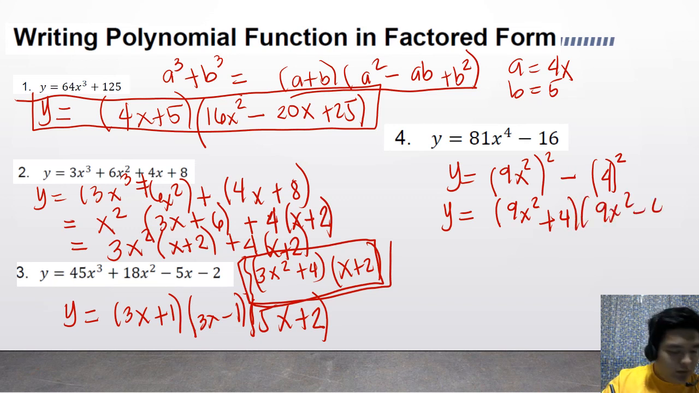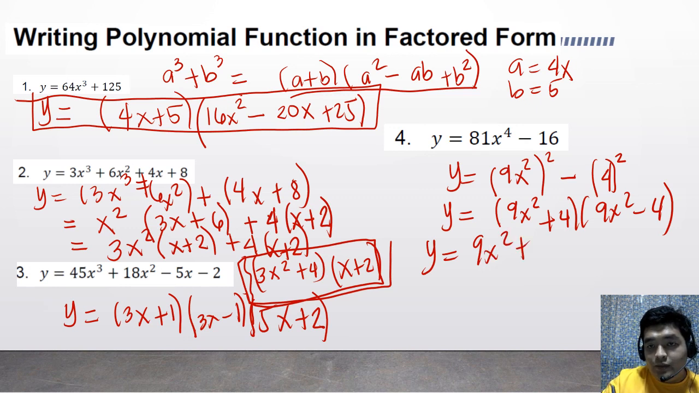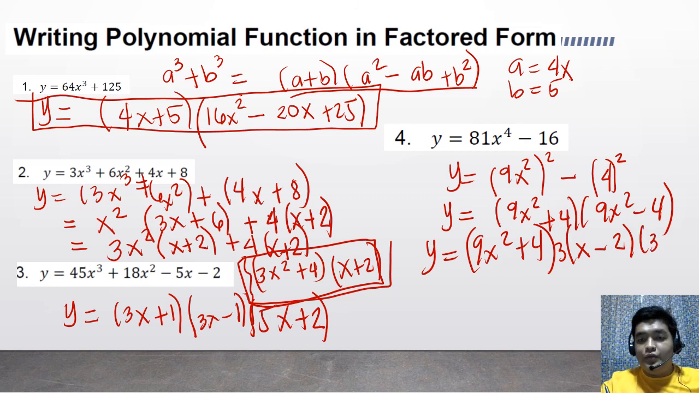Then you can also factor the 9x squared minus 4. So we have 9x squared plus 4, and the difference of two squares of 9x squared minus 4 is 3x minus 2 and 3x plus 2. So that's for number 4. That is just a review of our previous topics.